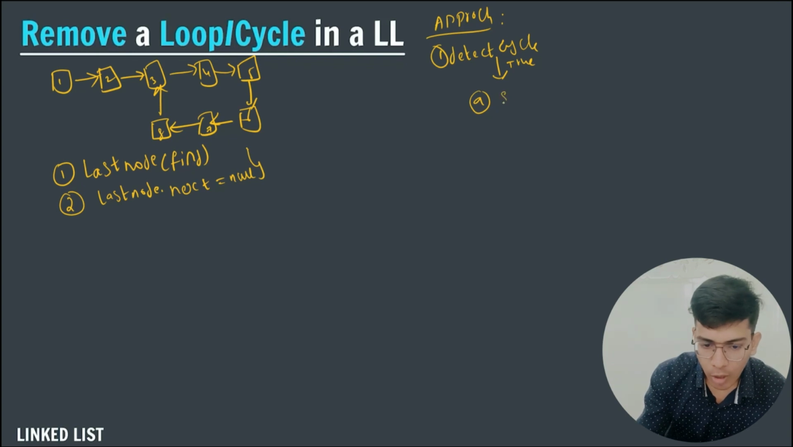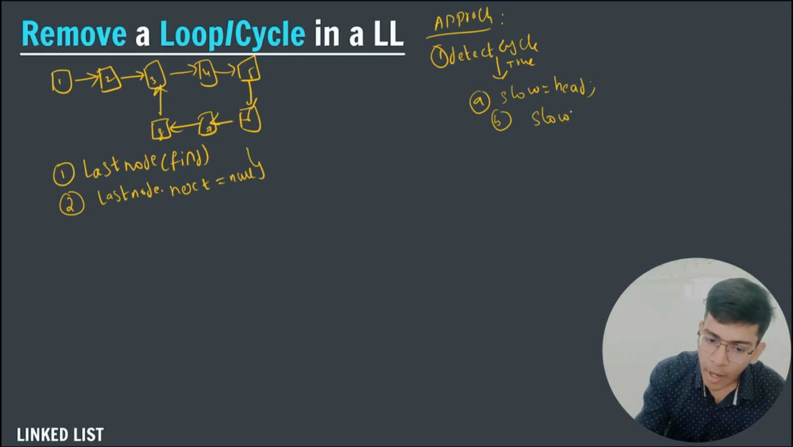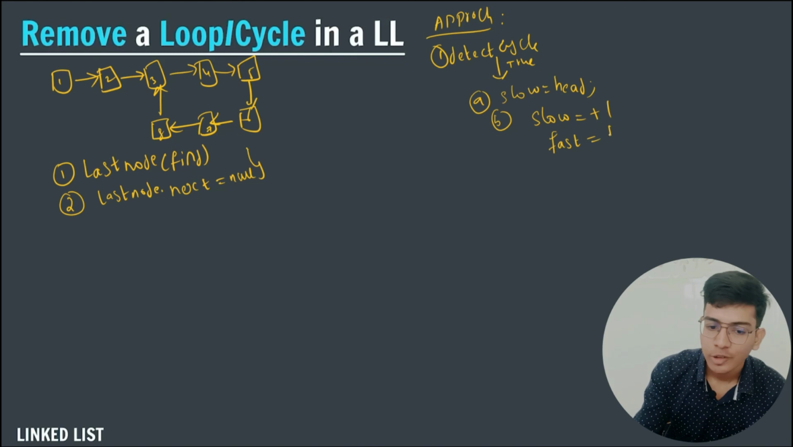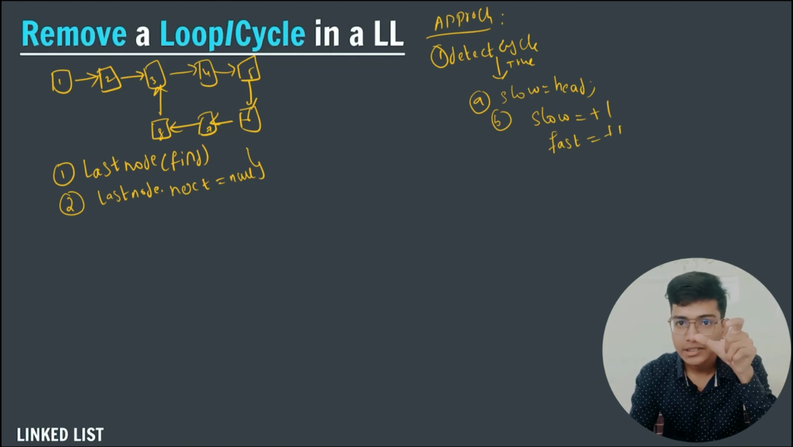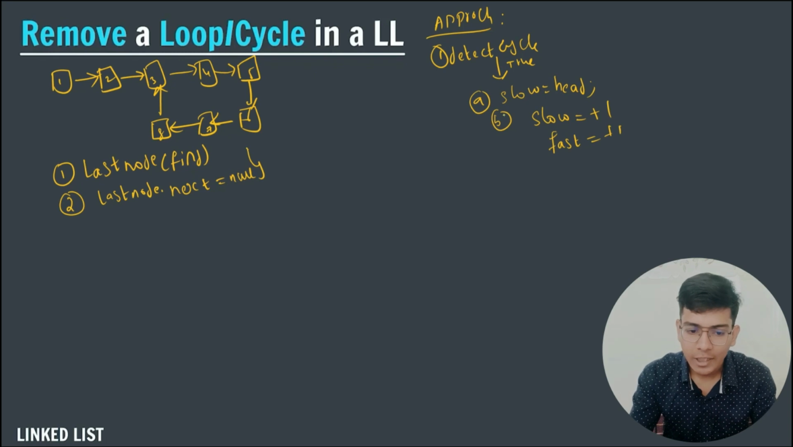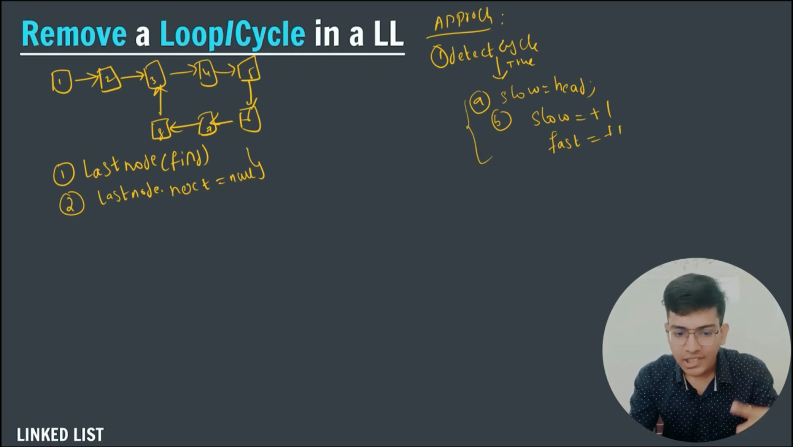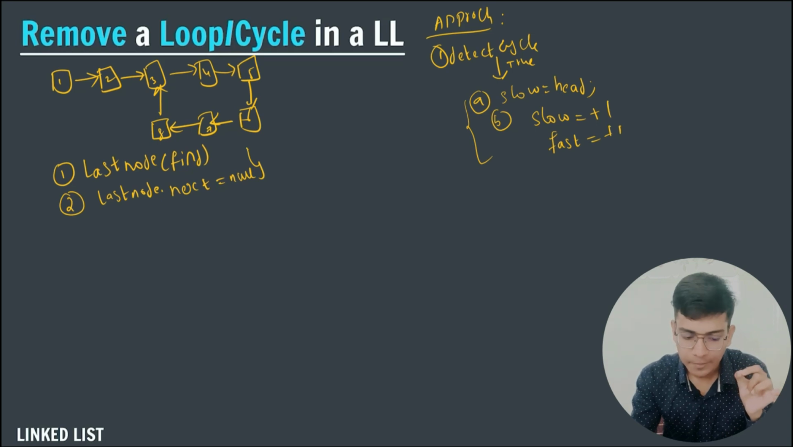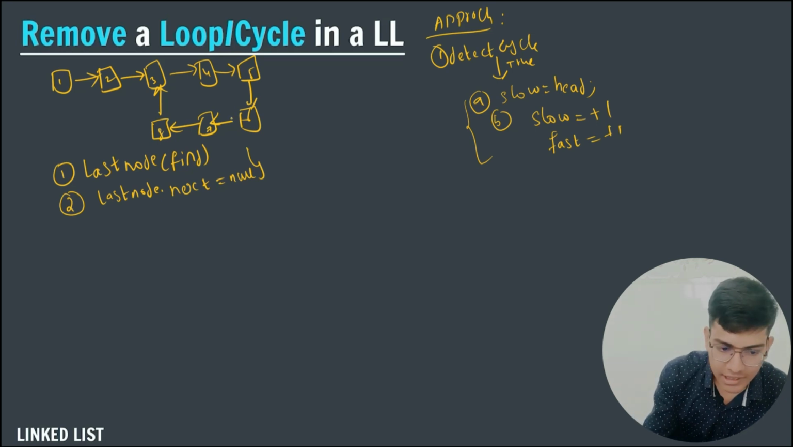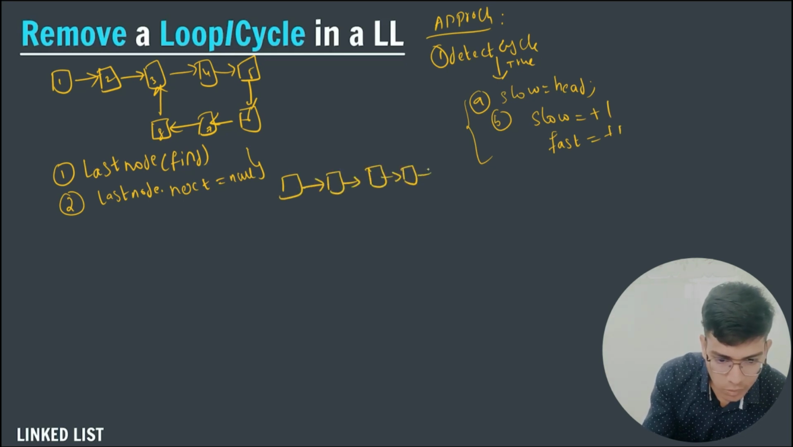I need to initialize slow equals head. After that, I need to increment slow by 1, and then increment fast by 1. If I have confirmed that the cycle exists in my linked list, then I need to perform these steps. As I iterate, I will hit a case. Let us consider a scenario where this is my linked list 1, 2, 3, 4, 5, and it is pointing to this, this, this, and this.